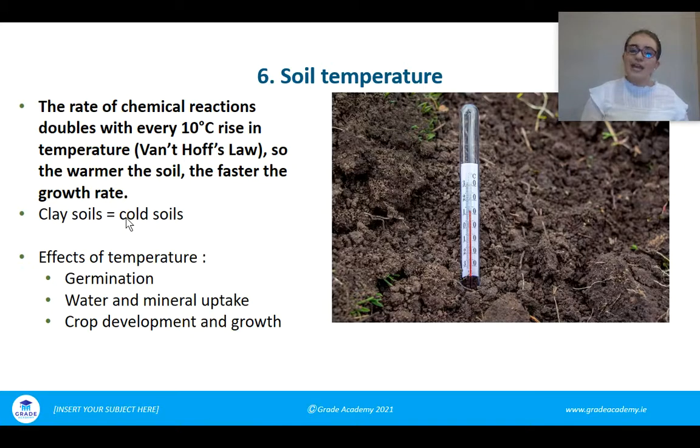Okay, so that is the physical aspects or the physical characteristics of soil. So again, think of WATTS: W for water, A for air, T for texture, T for temperature, and S for structure.